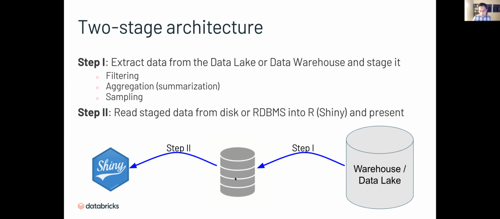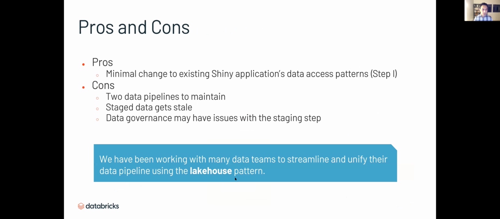This is very common. It has some nice things, and it also has some challenges. The nice thing about it is that if you already have a Shiny app, you don't need to make many changes to it. Previously you were reading some static CSV files. Now you're reading new CSV files that are being updated nightly by that ETL job. Okay. Now the challenge is that now you have two data pipelines to maintain and manage.